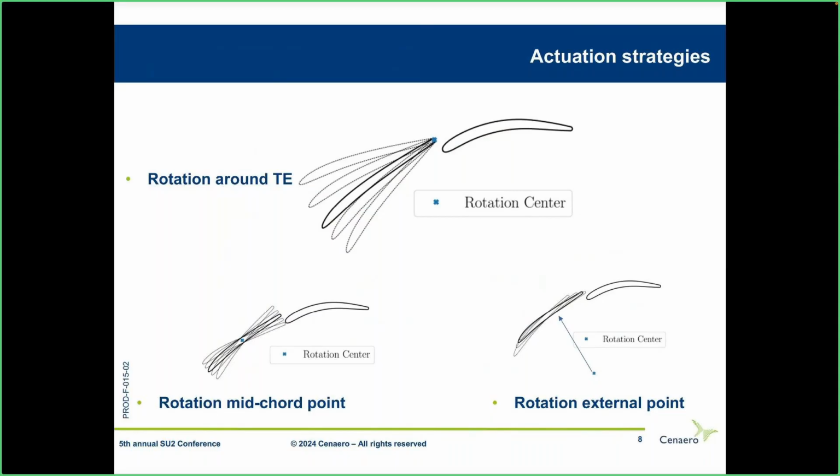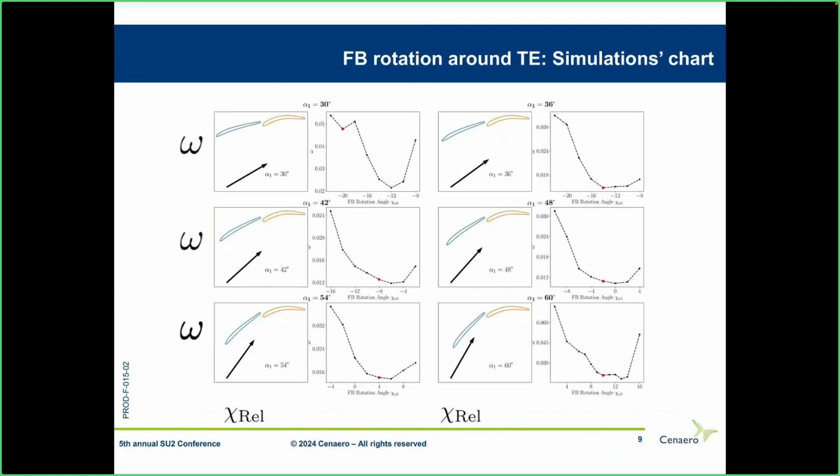In this study, we made variations of the stagger angle rotating around the trailing edge. We also did 2 other studies where we rotate around the midchord and an outside rotation center. And the goal is to be able to find the stagger angle for the leading edge for which we are able, for every given inlet angle of attack, to find the minimum of losses. So this is the study that has been performed.